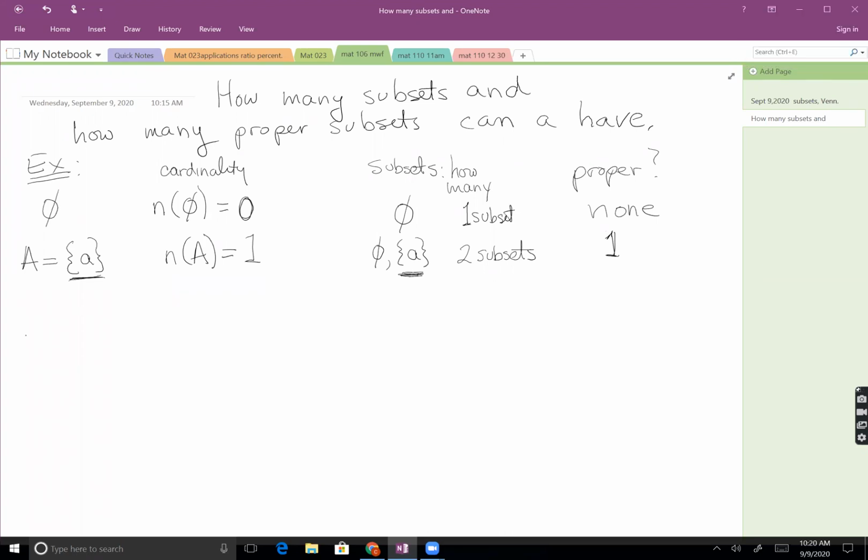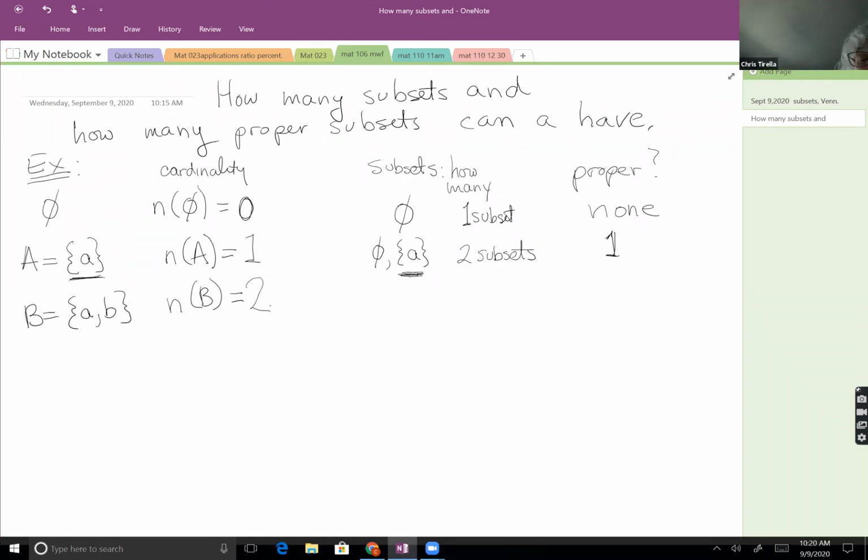Okay, let's look at the next example. We're going to get a little bit more challenging. Let's say B is the set that contains A and B. How many things are inside of set B? How many elements does it have? Two.